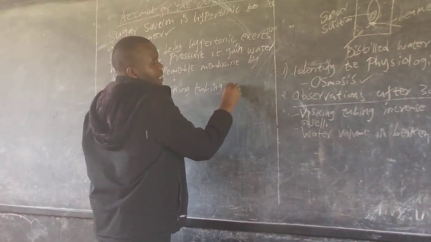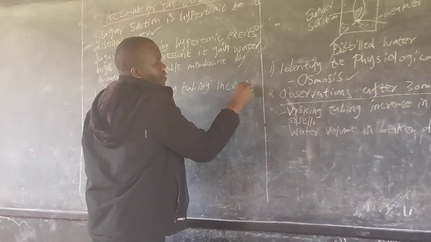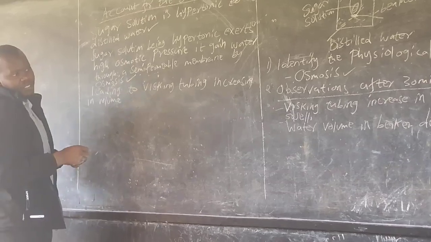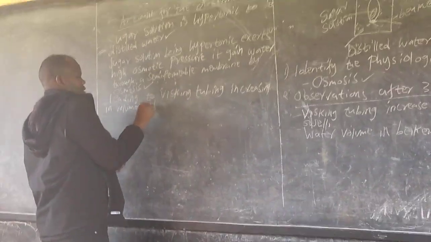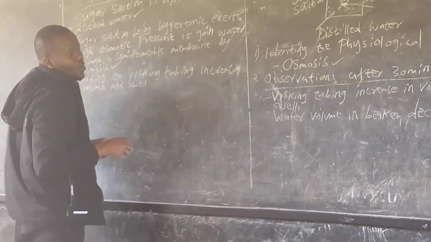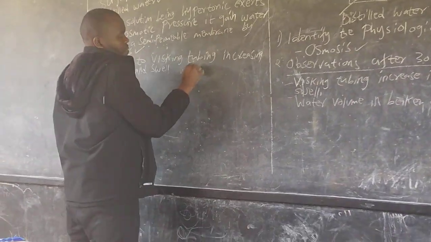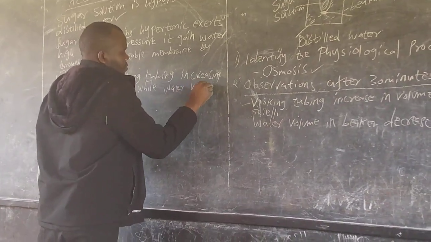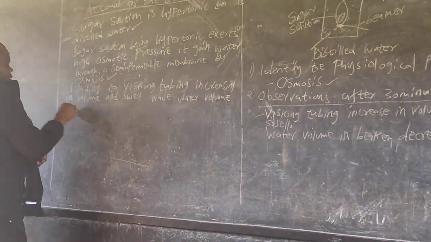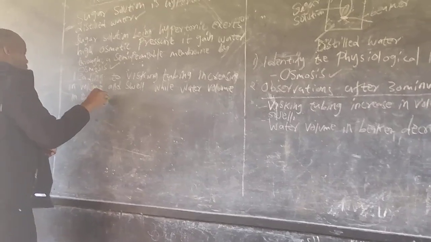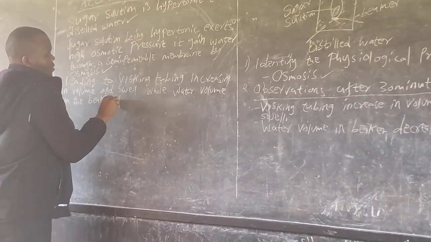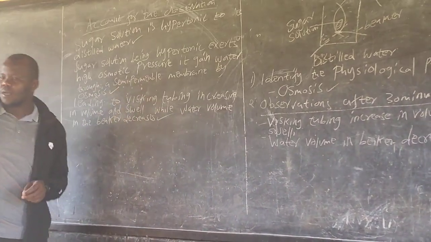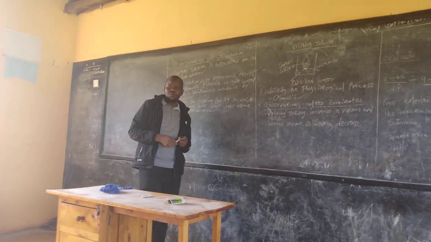Tubing increase in volume, right? And we swell, while the water volume in the beaker decreases. And those are the explanations that you are supposed to give.